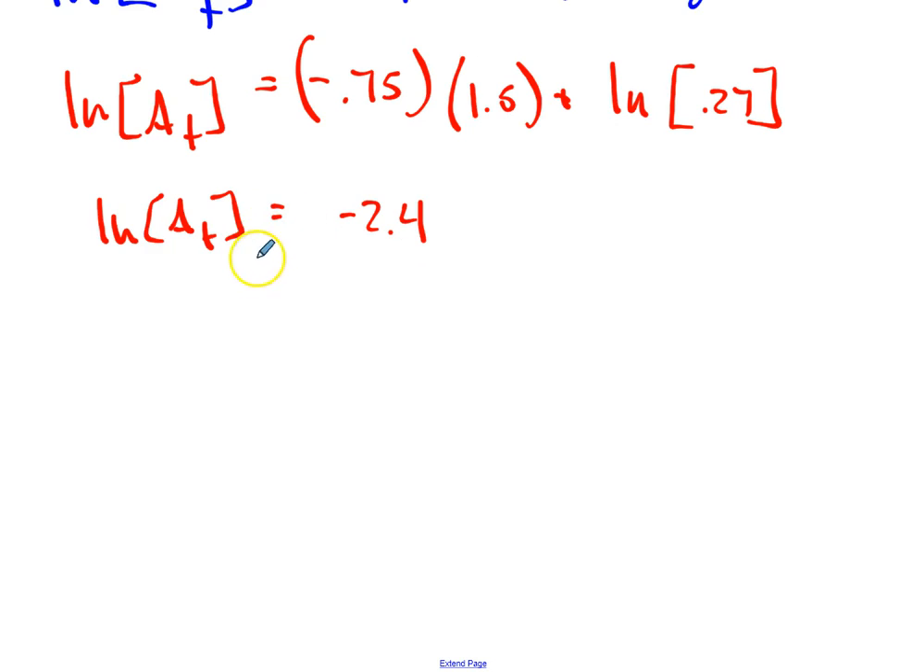We get negative 2.4, correct, on the right side? We should. Okay, remember, to get rid of ln is the e. So the inverse of ln is e raised to negative 2.4, and I guess that was 0.087.